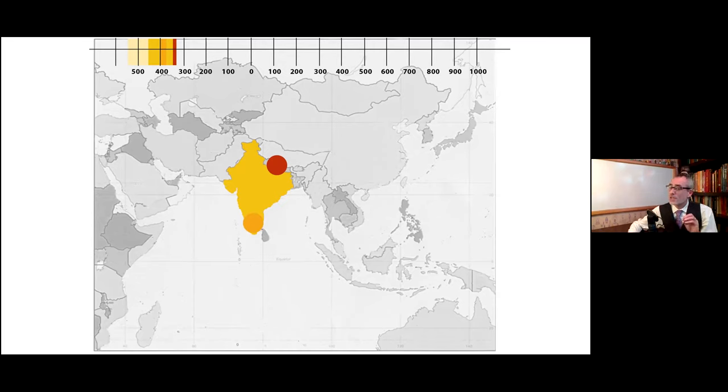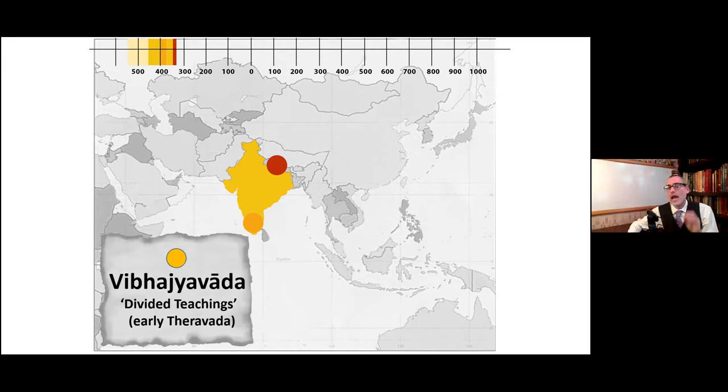Moving ahead, the Staviravadins start to move south. And as they move south, that group starts to be known as Vibhajyavada, pardon my terrible Sanskrit, which means divided teachings. And actually, this is not a school. I say this is early Theravada still because we're not at what would be known as Theravada yet, not by a long shot.